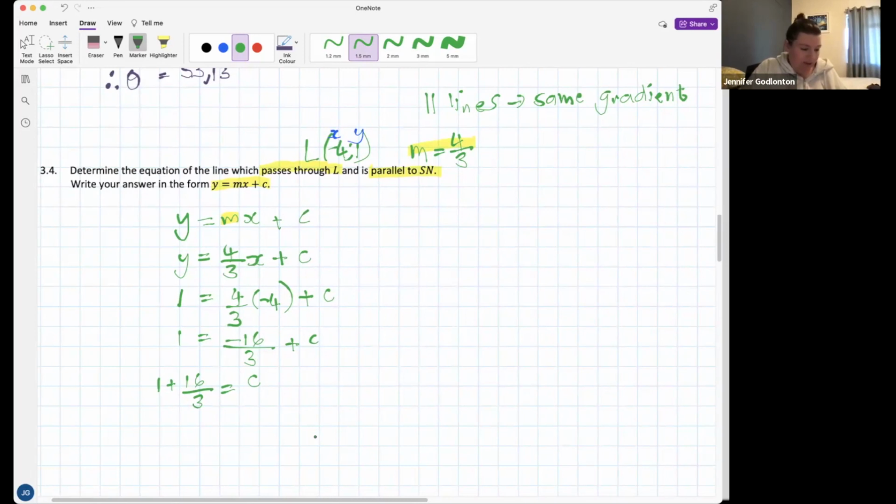Okay, 1 plus 16 over 3, and we get 19 over 3. If you're getting a different answer, let me know if I have gone haywire somewhere. Okay, so that's if we did the method just working with our fractions. Perfectly okay way to do it. The other way to do it is to get that denominator out in front of everything. So let's work from the step over here.